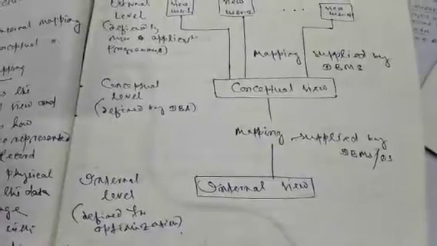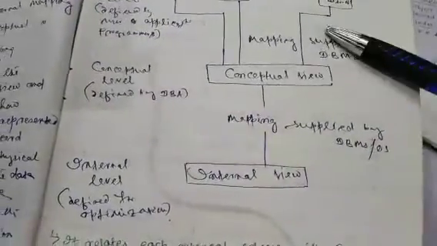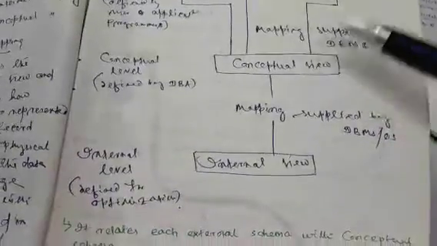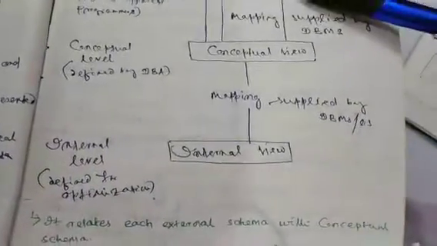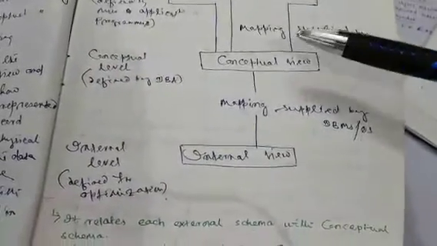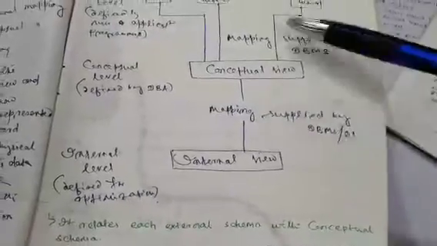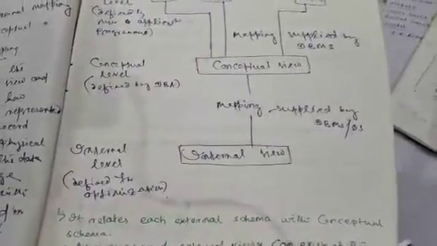We are using this three-level architecture, and in it two types of mapping are there. One mapping is from the external level to the conceptual level. Another mapping is from the conceptual level to the internal level. So two types of mapping we are using in the three-level architecture.